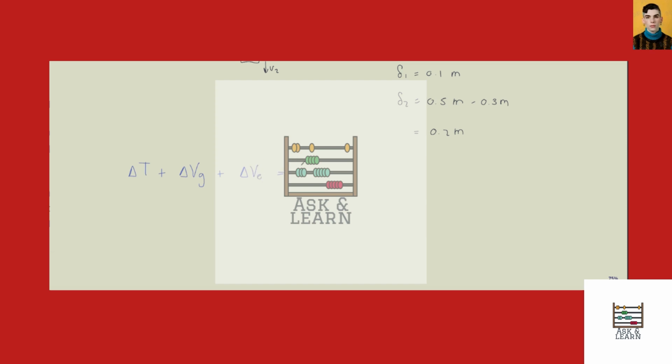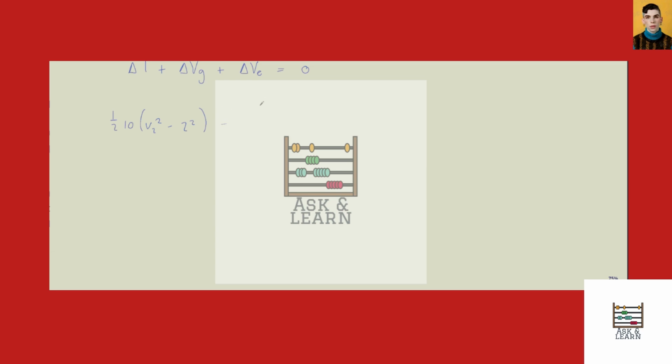So delta T plus delta Vg plus delta Ve should equal to 0. And the change in kinetic energy is a half mv squared. That's a half times the mass m times the change in the square of the speed of the block, which is v2 squared minus 2 squared, and we want to solve for v2.